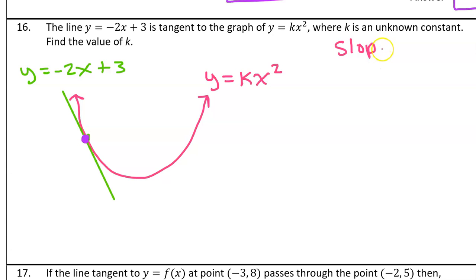Slope has an e in it. Well, y equals mx plus b. The slope of the line is negative 2. So that means at the point of tangency, the slope of this parabola is also negative 2. And because this is an intersection point between the line and the curve, we also know that this is a point at which the line and the curve will be equal.